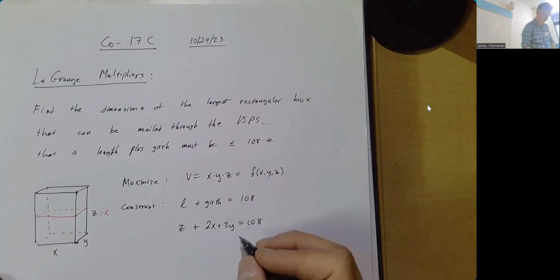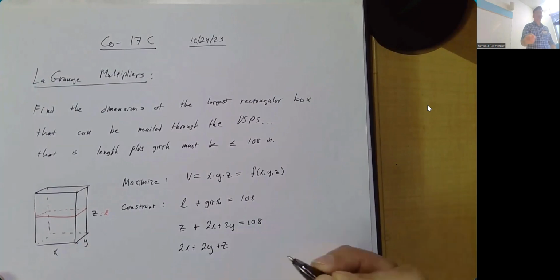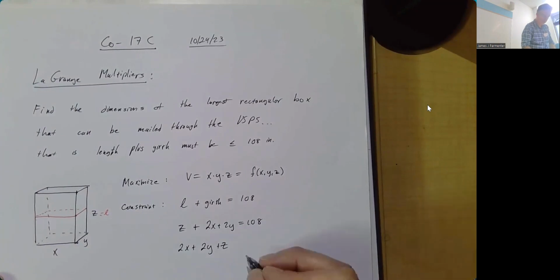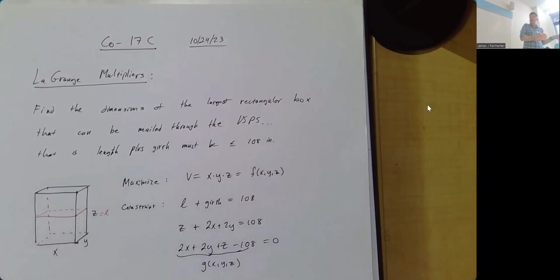So we could also rewrite this in the more typical way, 2X plus 2Y plus Z, writing the variables in the usual order, minus 108 equals 0. And we would call this our G of X, Y, Z. So usually the constraint equal to 0 is our G function, and the function to optimize is our F function.